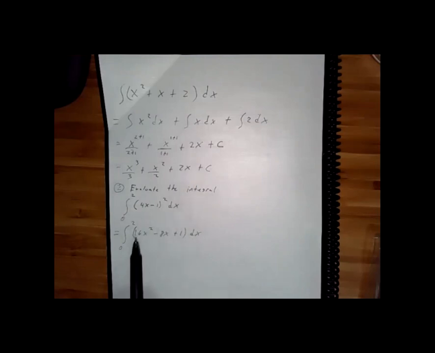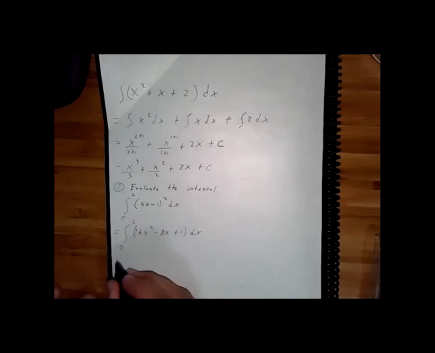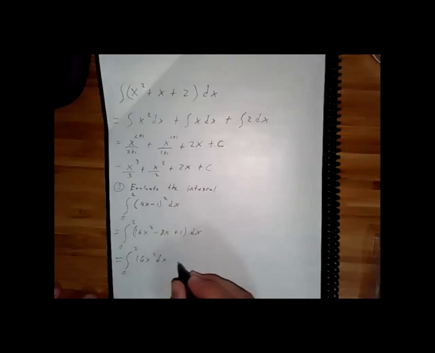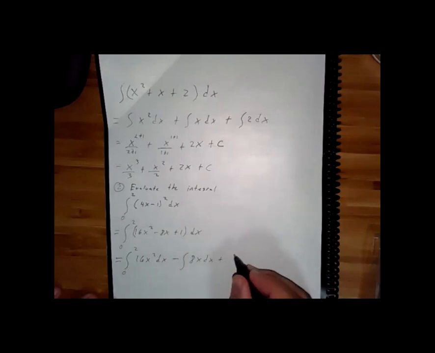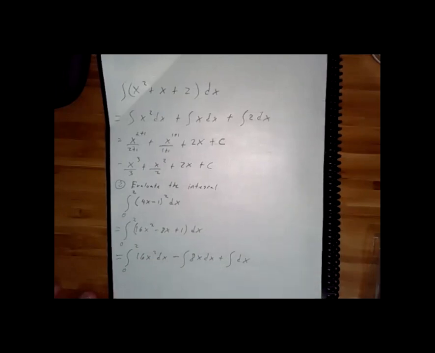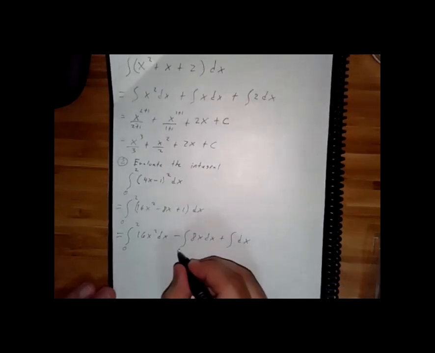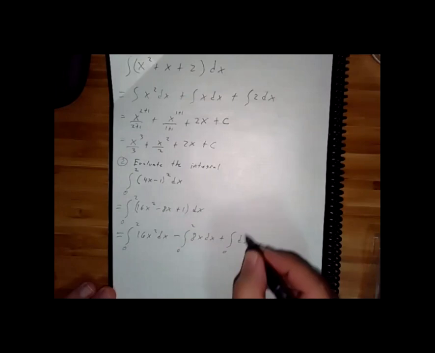So at that point, just integrate each single one because there's no more power. Yeah, that's correct. So the integral from 0 to 2 of 16x squared dx minus the integral of 8x dx plus the integral of 1, which is just dx, from 0 to 2.